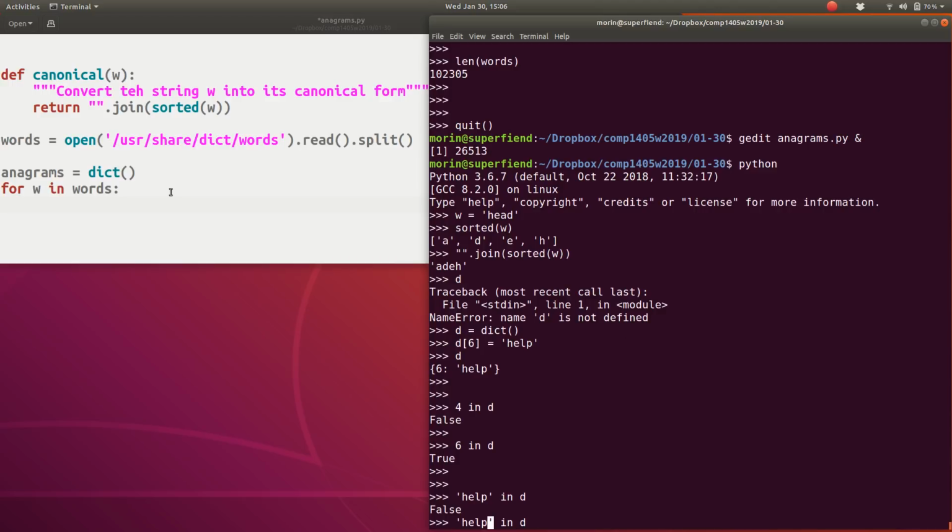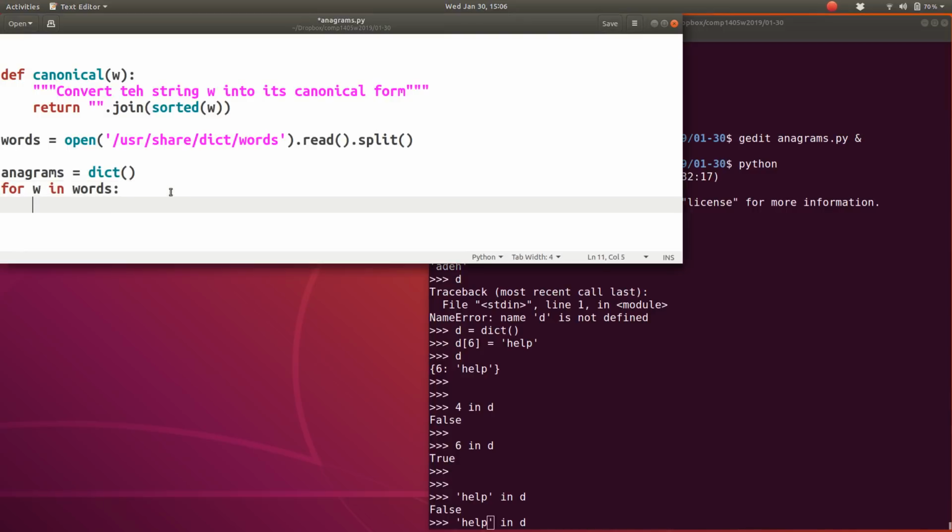Okay? So here's what we're going to do. For every word in my list of words, the first thing I should do is convert it into a canonical form. So let's call that C, the canonical form of W. And I'm keeping this dictionary of anagrams, where the keys are supposed to be the canonical forms and the elements are lists.